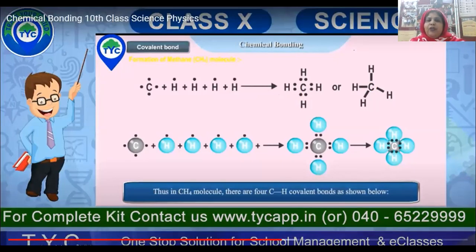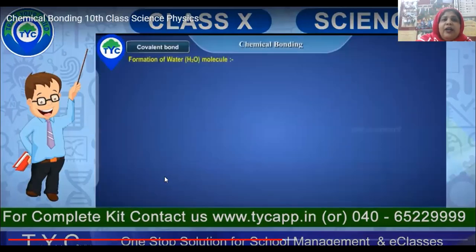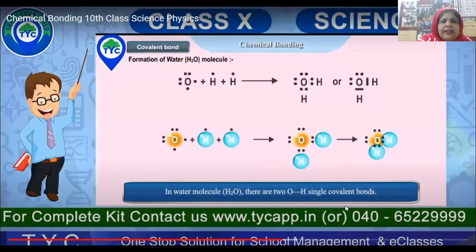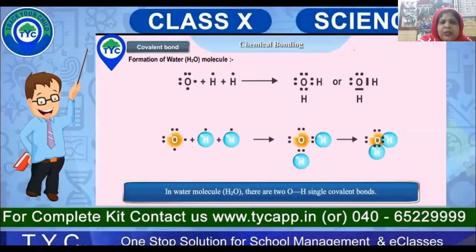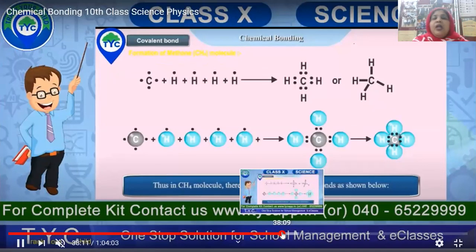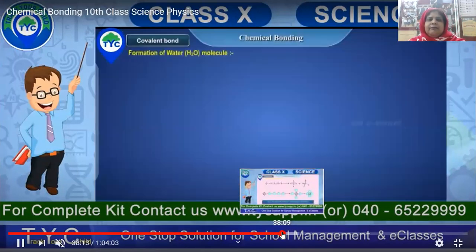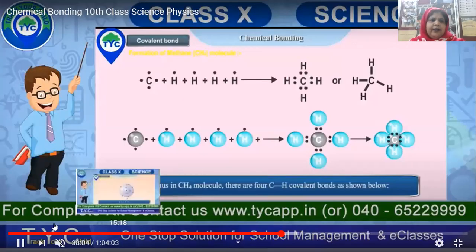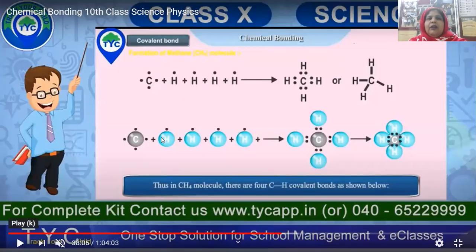So, the CH4 molecule. We say that carbon has 4 electrons in its outermost shell. Let's go back and see how the carbon and hydrogen bond is formed. Carbon has 4 electrons in its outermost shell, whereas hydrogen has only 1, right?